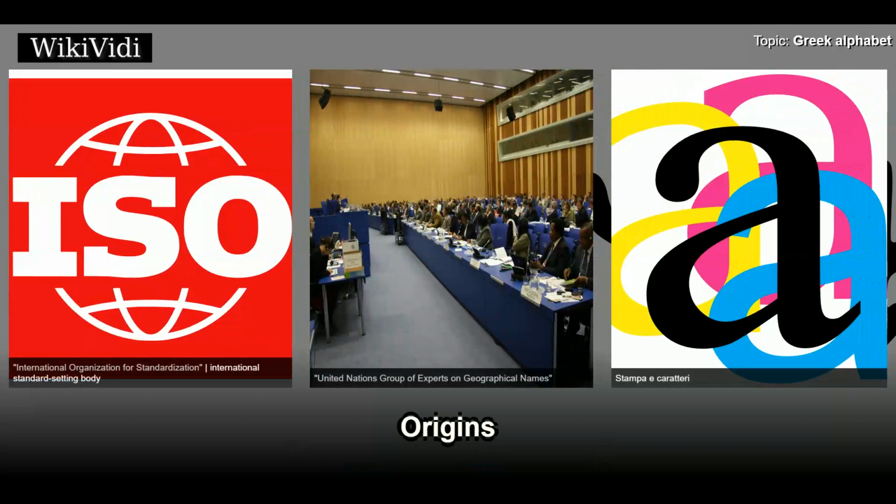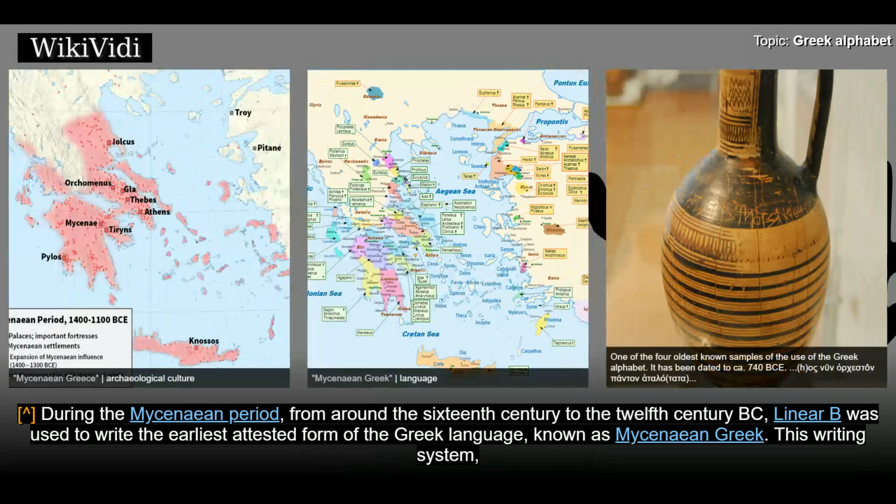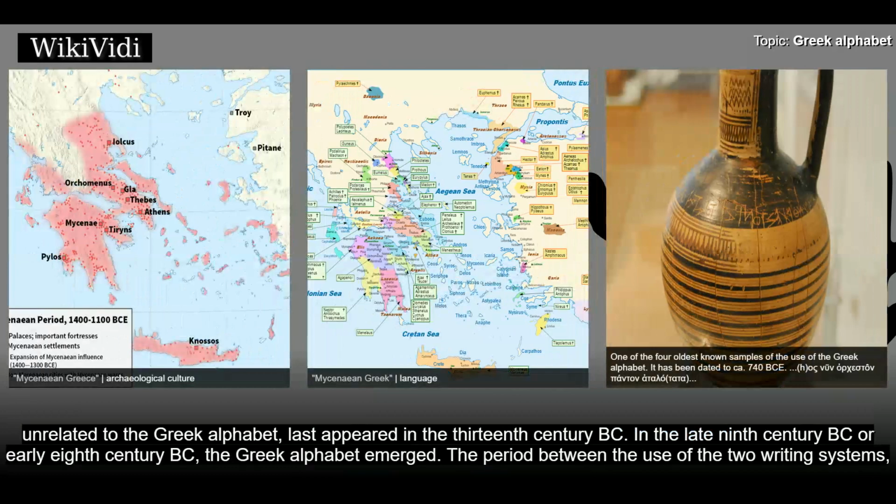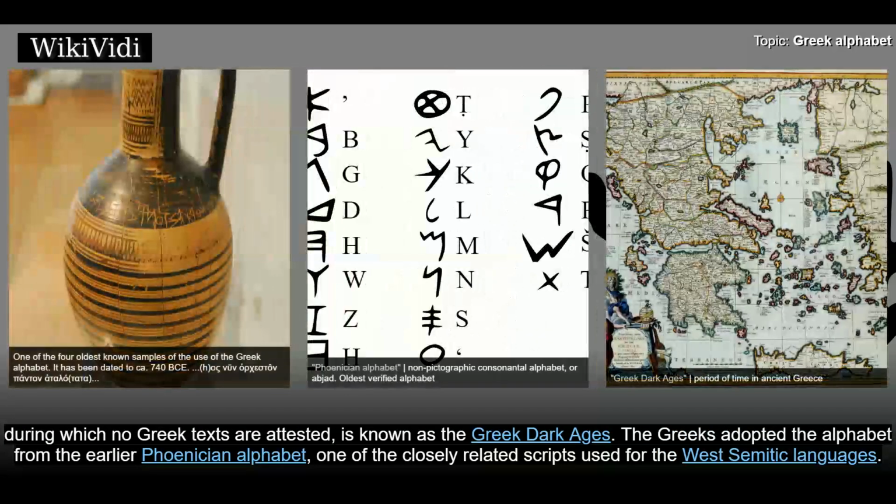Origins. During the Mycenaean period, from around the 16th century to the 12th century BC, Linear B was used to write the earliest attested form of the Greek language, known as Mycenaean Greek. This writing system, unrelated to the Greek alphabet, last appeared in the 13th century BC. In the late 9th century BC or early 8th century BC, the Greek alphabet emerged.